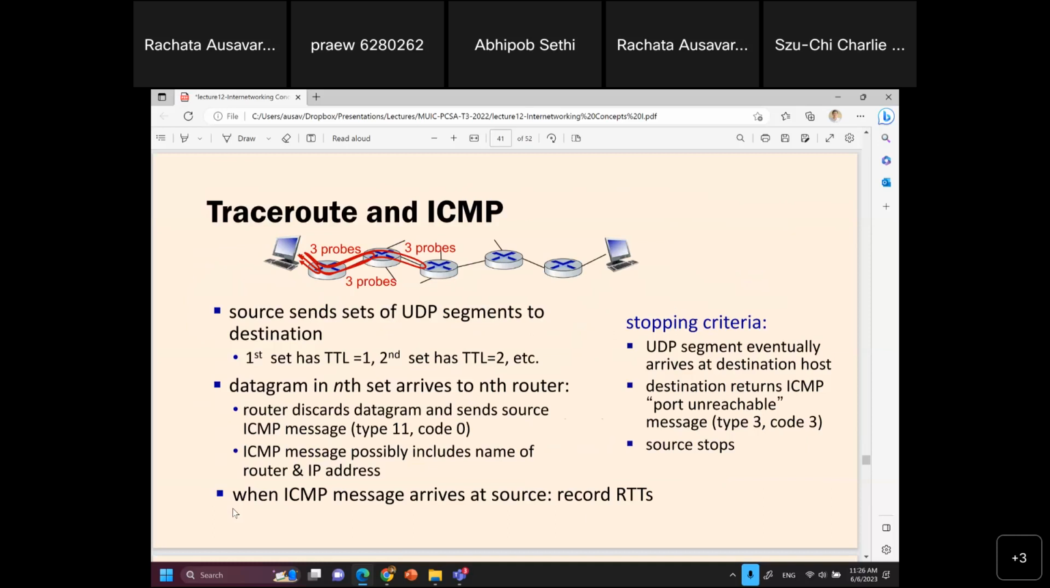And the source stops. The second criterion is if ICMP says, hey, the port is not reachable, I can't get there, I also stop. And the reason why we call it traceroute is to trace the route I can take to get to the destination.